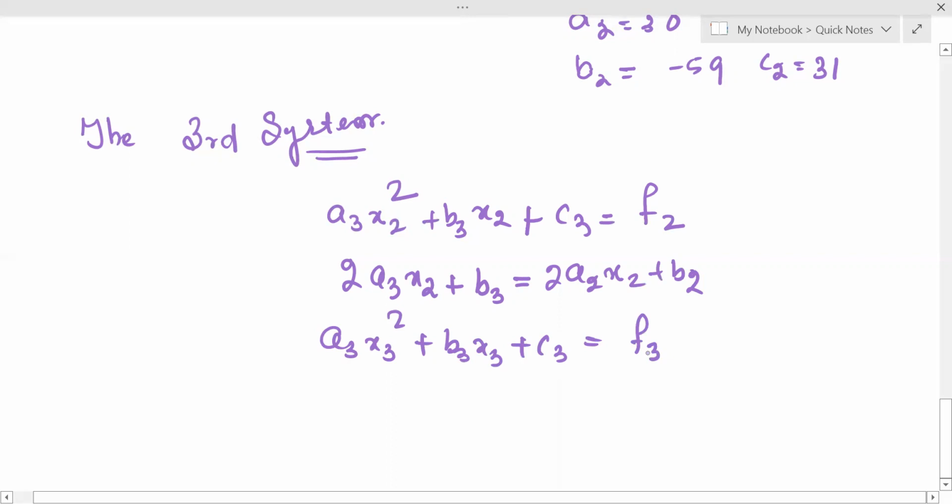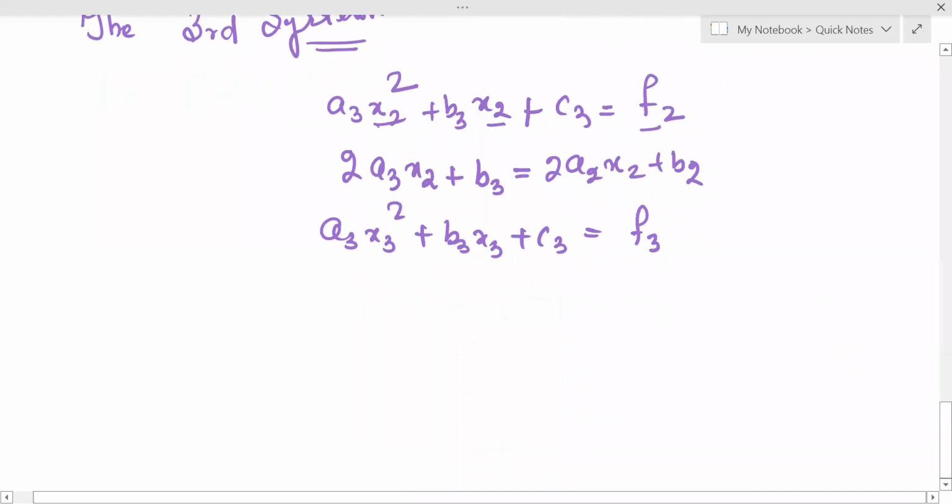These are the last systems. In the last system, we substitute the x2 value, x3 value, and f2 value. The x2 value has been given to us. What is the x2 value? It is 2, so 4a3 will come, plus 2b3, plus c3, which is equal to f2. What is the f2 value? That is 33. You substitute 33.